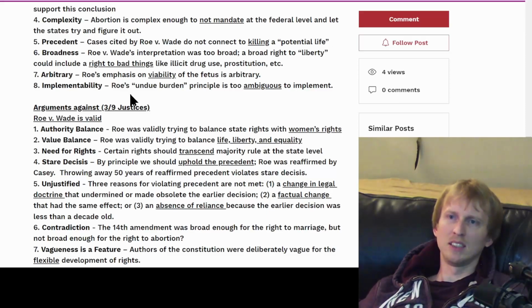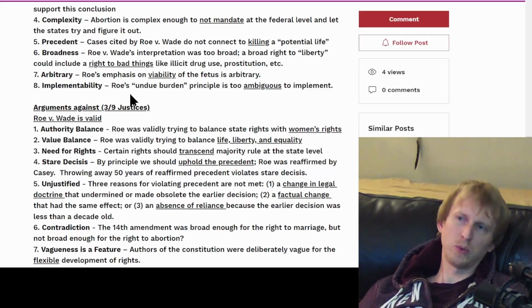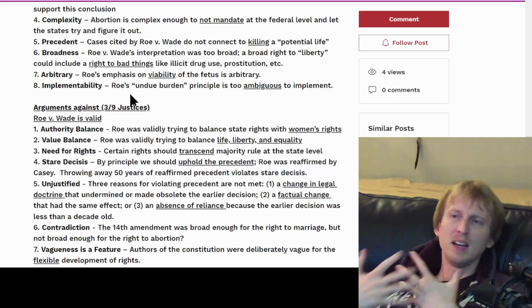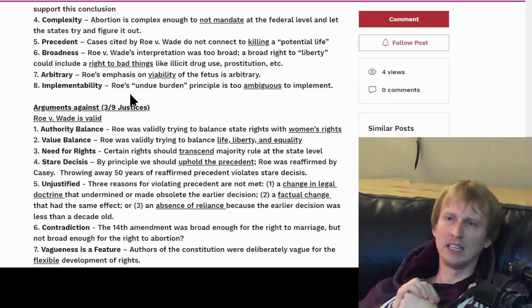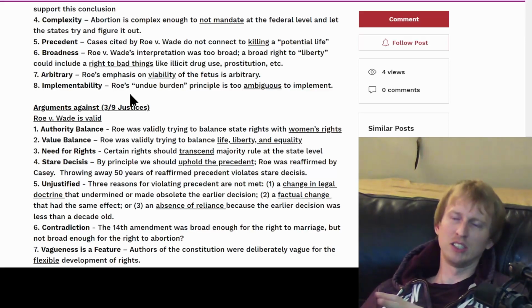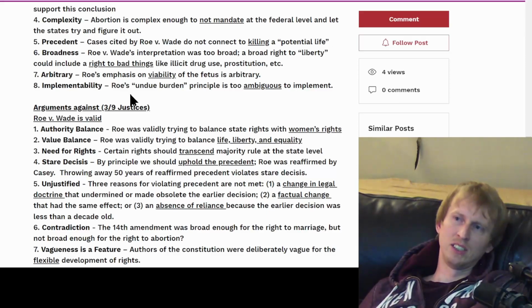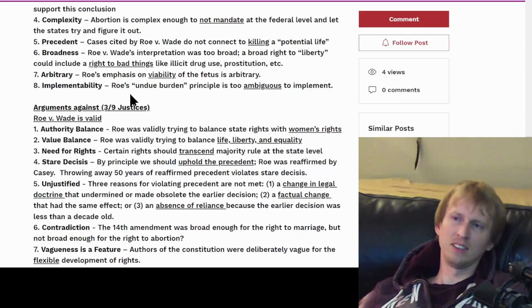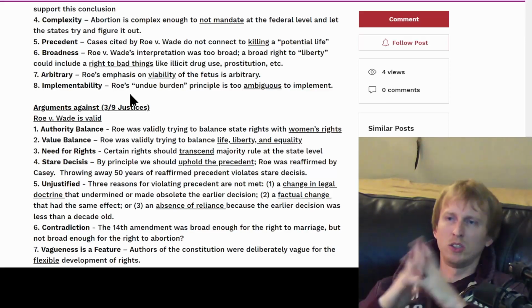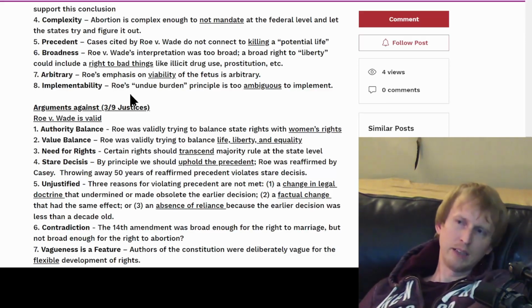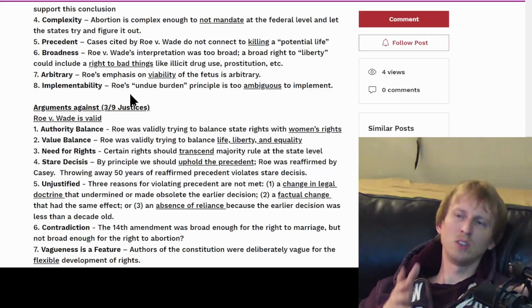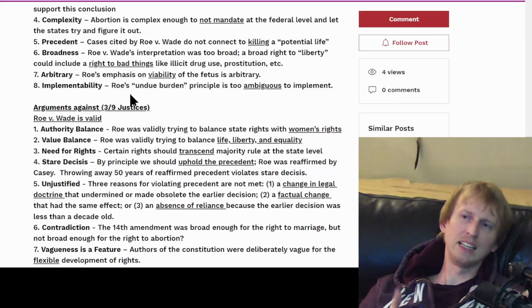And the next argument is arbitrariness. Roe's emphasis on the viability of the fetus was too arbitrary. Basically, Roe versus Wade built a legal framework inside of their ruling, where it identified trimesters, and it said during the first trimester, women have a right to abortion. During the third trimester, states have the power to regulate, and then the second trimester, there's a little bit of gray area. So Roe versus Wade created a legal framework where sometimes the states have power to regulate, and sometimes the women have inalienable rights that the states can't touch.